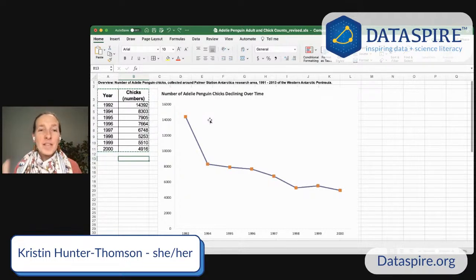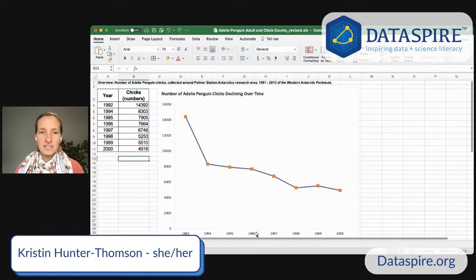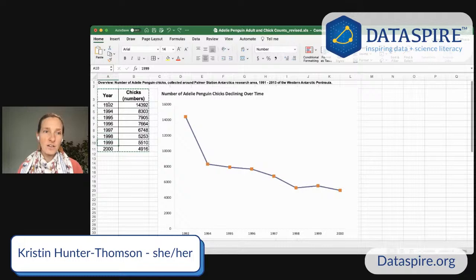Okay, so this is what happens when Excel makes a line chart. It's also what happens when Google Sheets does it too. Okay, so what I want to note is that we've got 1992, 1994, 1995, 1996, 1997, 1998, 1999, 2000, and they are all equally spaced. We've got each of our rows of this data table all equally spaced showing up here.